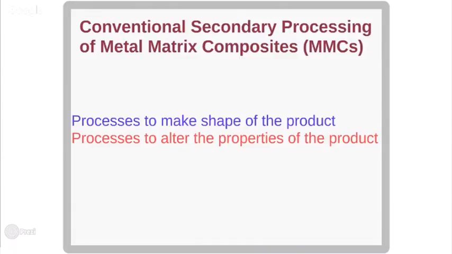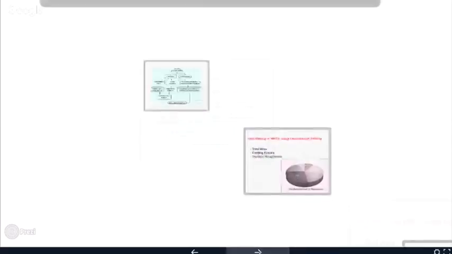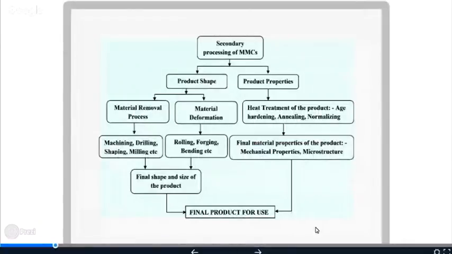We categorize secondary processing into two categories. Processes to make the shape of the product are called machining, drilling, reaming, and so on. Then processes to alter the properties of the product, like heat treatment and surface hardening. All these change the microstructure. All these are within the domain of secondary processing. So this diagram represents the various scope of secondary processing of metal matrix composite.